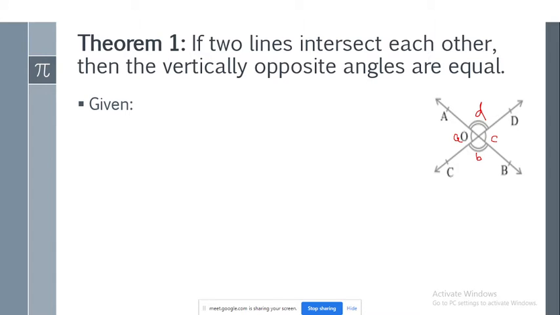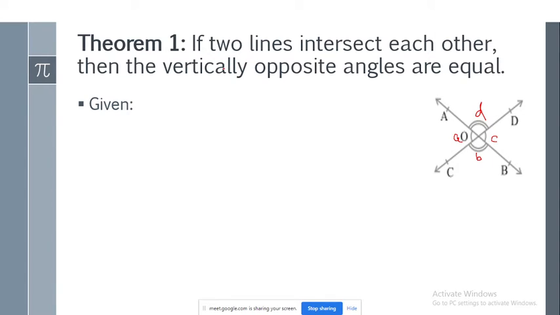Tell me, angle AOC is equal to A. So before that, why is angle AOC forming here? The first thing given is that two lines are intersecting, right?